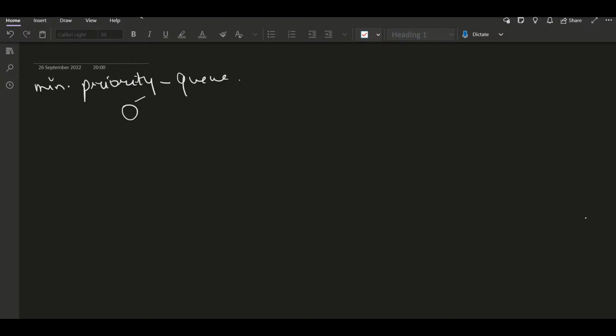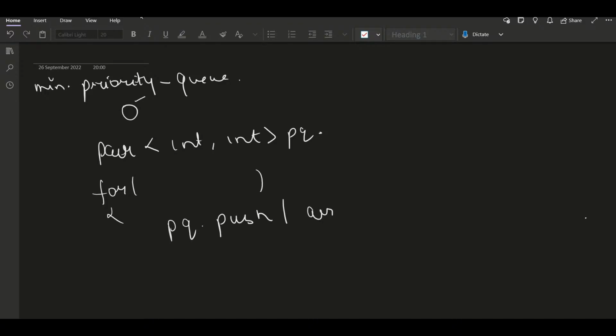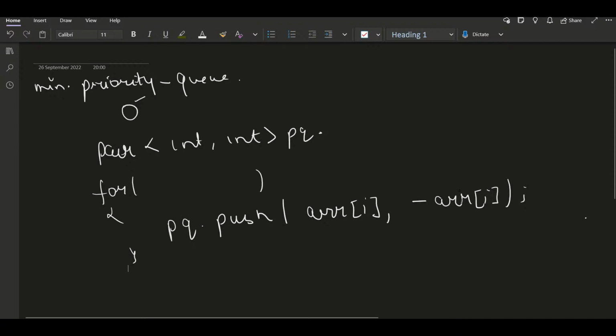To follow this approach, we'll have a pair type of priority queue, and let me explain the logic first, and then I will show you why I have done this. In the priority queue each pair will be int comma int. Let's suppose we have a pair<int,int> type pq, and we run a loop for the whole length of the given array, pushing pq.push the array of i, the given element, and minus of array of i as well. I will tell you in a moment why I have pushed minus array of i.